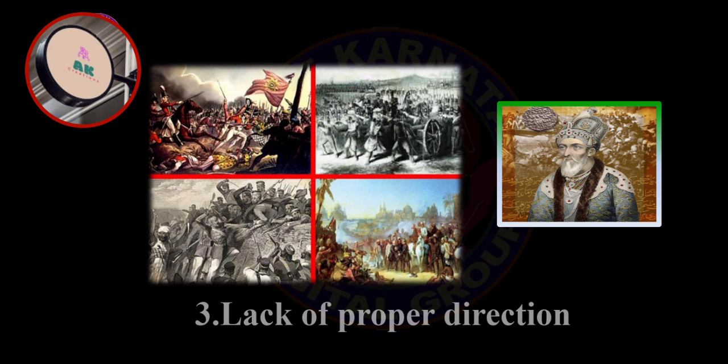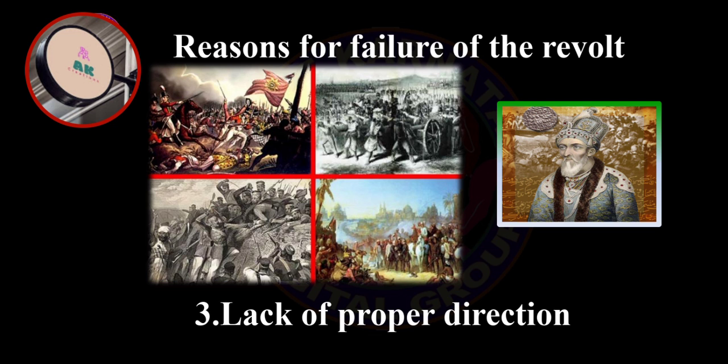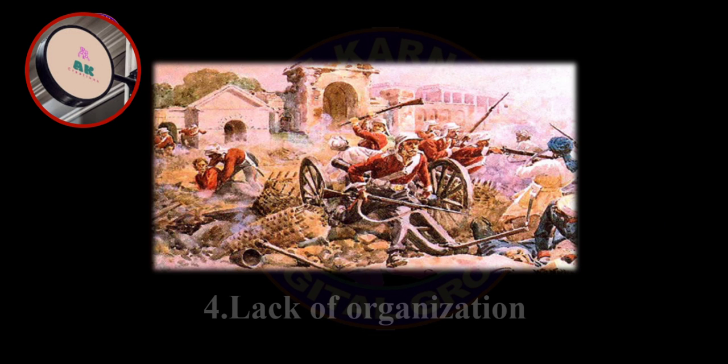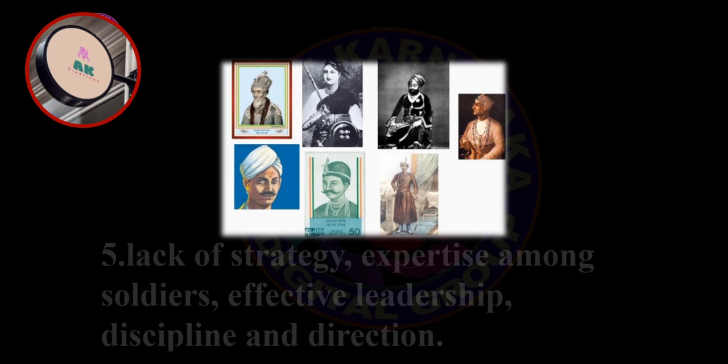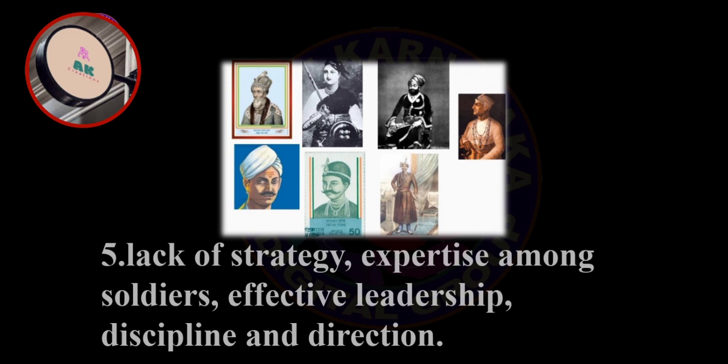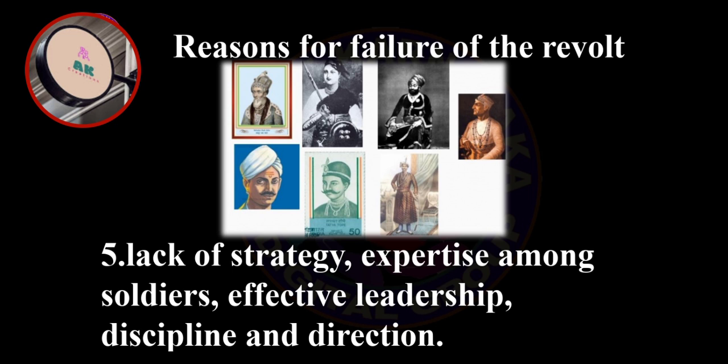Lack of proper direction: they don't know where they have to go and what they have to do, but the British know that. Then lack of organization, obviously. They don't have any good organization so that they can go and do that. Then strategies and expertise among soldiers: everyone, for example from the Mughal rulers to the Rajputs, no one likes each other, and no one wants to support people of another religion or another ruler. That's the main thing.